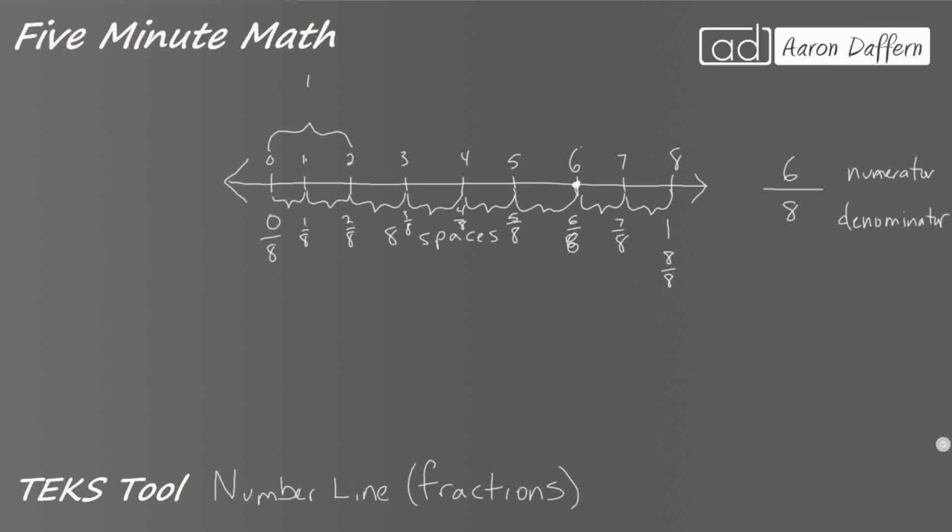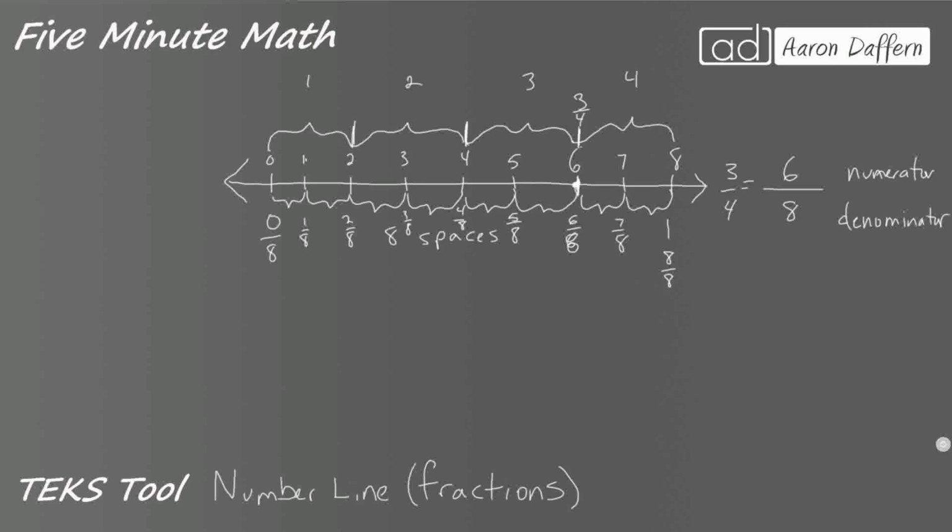So there's 1, 2, 3, 4. There's 4 groups, and that's the first separation, the second separation. You notice right there, I've got that same point. So I took each of these eighths, I put 2 of them together, and I clumped them together, and they made fourths. And so 6/8 is equal to 3/4.